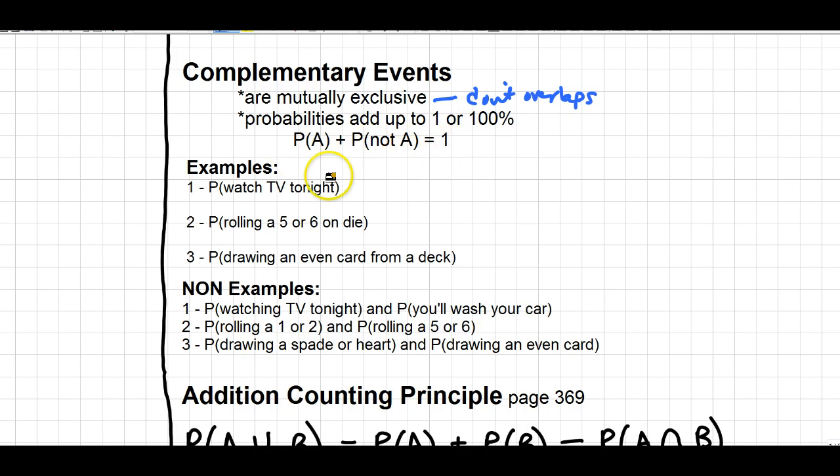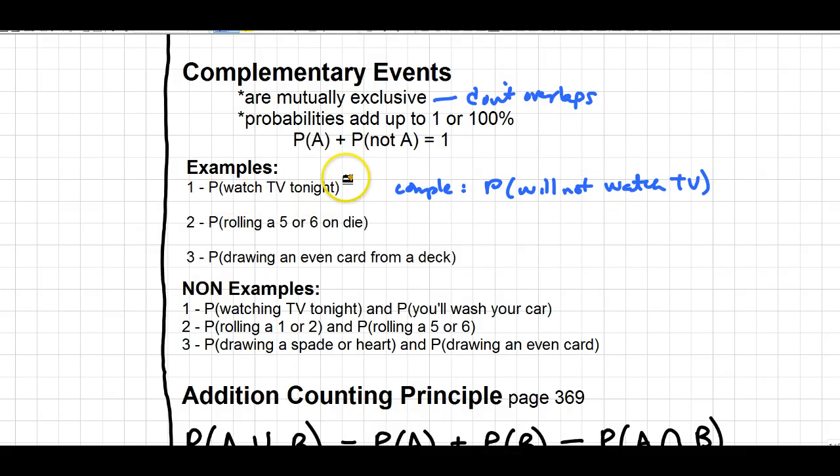If that doesn't make sense to you, let's try it with some practical examples. Let's take our first example of the probability that you will watch TV tonight. The complement to that is the probability that you will not watch TV tonight. So together, those two events can't happen at the same time. Either you will or you won't watch TV, so those are automatically mutually exclusive. And together, those two probabilities have to make 100%.